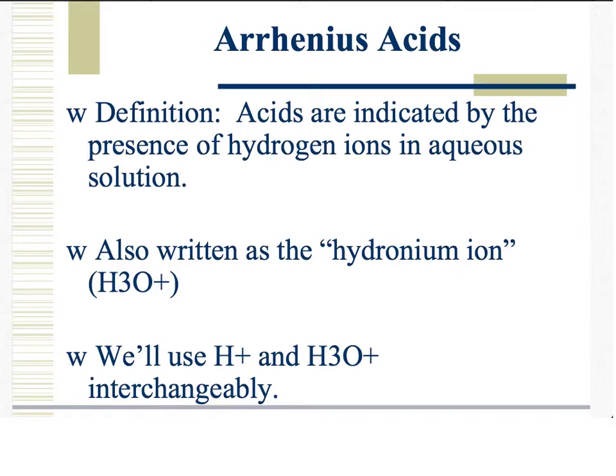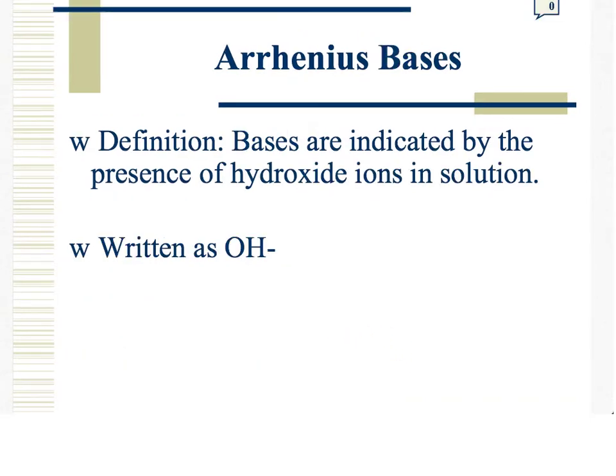Definition-wise, Arrhenius is a guy who came up with definitions for acids, and he has one for bases too. By definition, acids are indicated by the presence of hydrogen ions in a solution. Sometimes you'll also see this written as a hydronium ion, H3O+, but when you really think about it, that's just water with an extra hydrogen in it. So we'll use H+ and H3O+ interchangeably. With bases, what you want to look for is the OH-, the presence of a hydroxide.